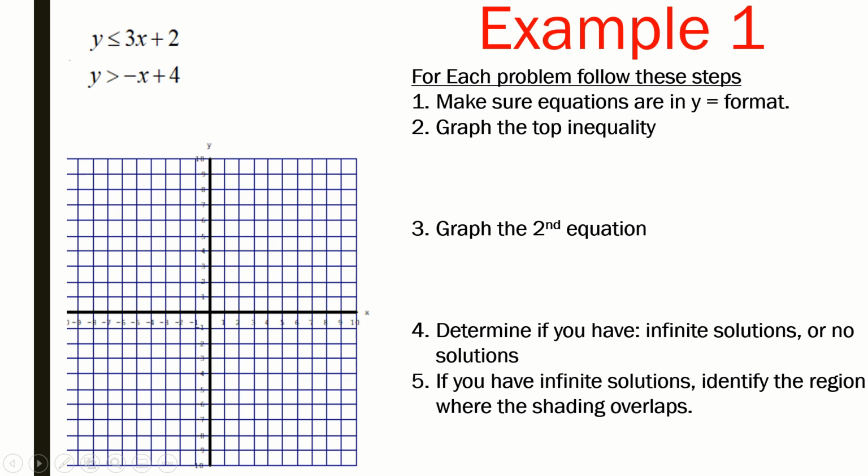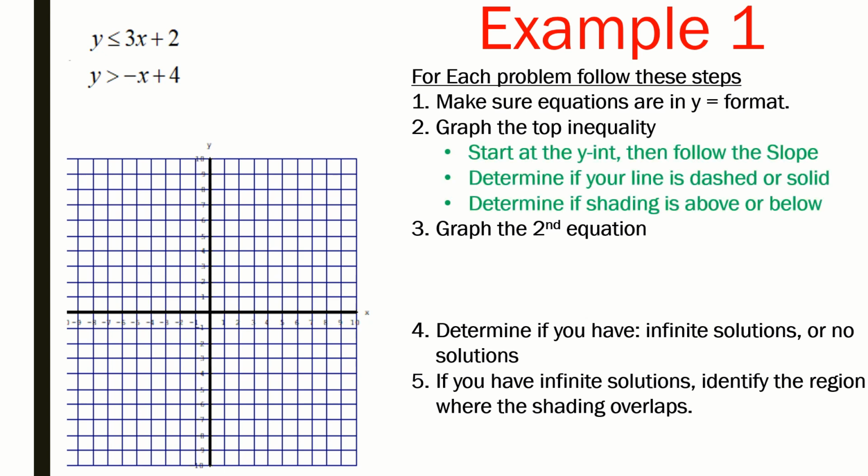Okay, example 1. If you'd fill in with me on your notes, here are our 5 steps. First step, pretty easy: make sure the equations are in y equals format. So I look at my inequalities: y less than or equal to 3x plus 2, and y greater than negative x plus 4. Okay, they're both in y equals format, or the y is isolated in both of those. So let's graph them. We start by graphing the top inequality. Start with the y-intercept, then follow the slope. Then we're going to identify, is it dashed or solid? And then we're going to decide, do we shade above or below the line?